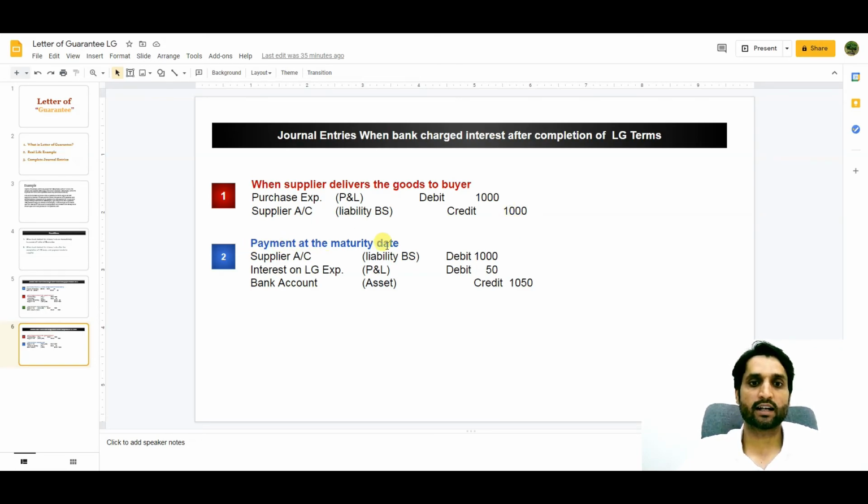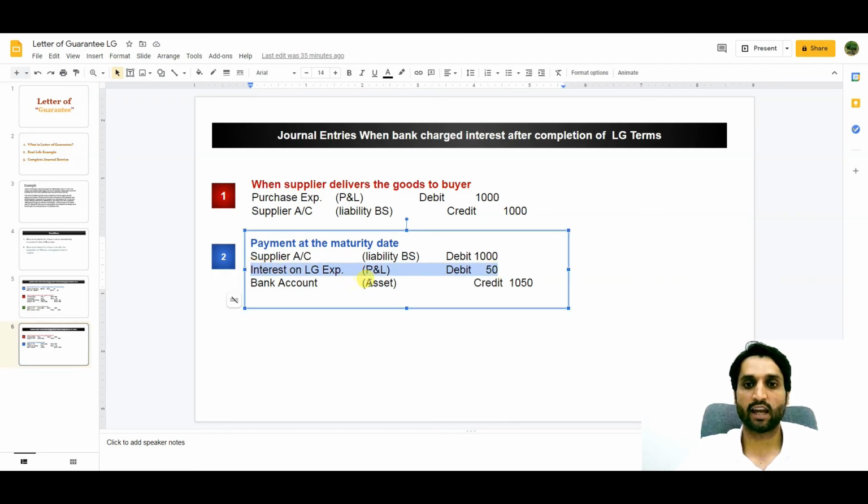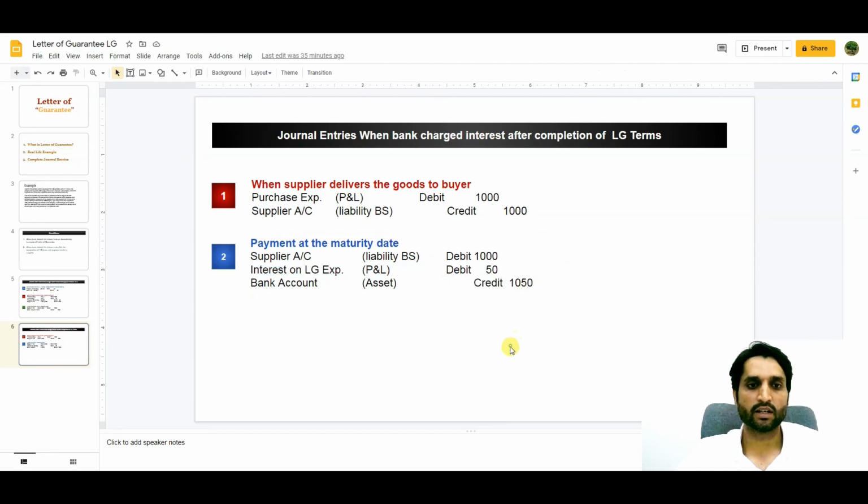So when the payment at the maturity date is made to the supplier by the buyer or by the bank, if the buyer is unable to pay, the bank will pay directly. So the supplier account liability will be debit. This amount was credit, now this amount is going to be debit as a supplier account. So interest on LG expense in the profit and loss account will be debit. This will be to the bank. We have paid, they have deducted from our account. So here the bank account, current asset account, will be credit with 1050. So this is the complete treatment of LG.